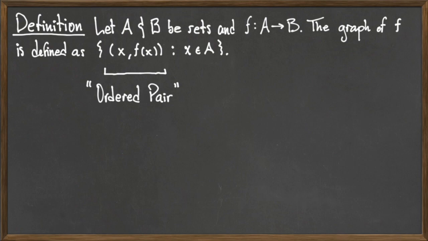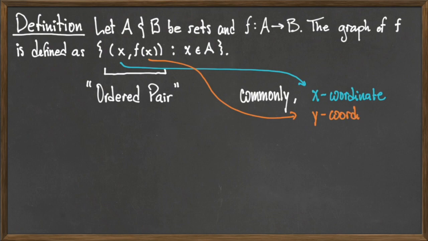It is standard to look at ordered pairs like this and associate the left coordinate with our input and our right coordinate with our output. The traditional, common way of doing this is to let the left coordinate be our x coordinate for a graph and the right coordinate be our y coordinate for a graph.